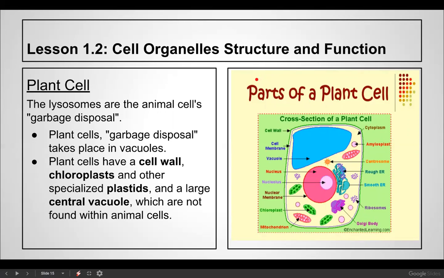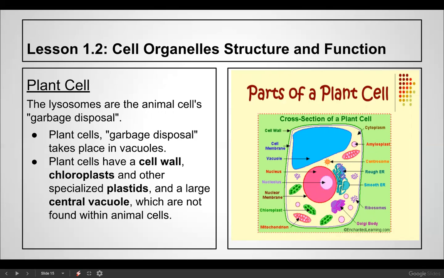So here's an example of a plant cell. Its shape is more rectangular, whereas the animal cell takes on a lot of different shapes. Their shape will determine their function to some extent. So the lysosomes are the animal cell's garbage disposal. Plant cells, garbage disposal takes place in vacuoles. And so if you look, there is no lysosome within the plant cell. They have these things known as vacuoles.